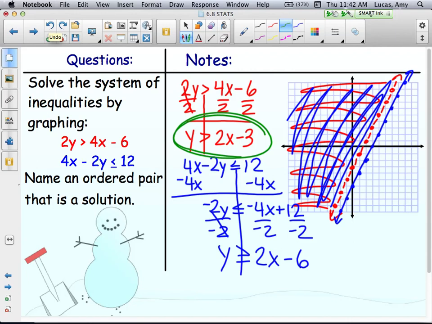Okay, so this is kind of like when we graphed on our number lines and we had 2 rays going the same direction, our compound inequalities. It's similar to that. So now, to name an ordered pair that's a solution, I can name anything that's in that doubly shaded region. So I'm just going to go with 0, 0 right here. So 0, 0 is going to be my solution. So anything that's been shaded twice.